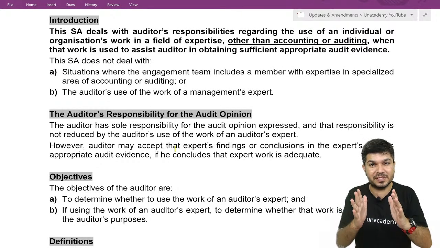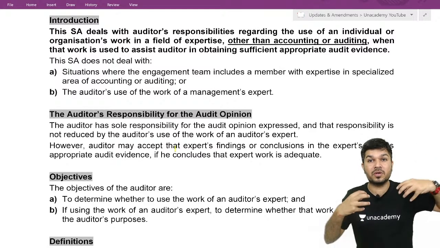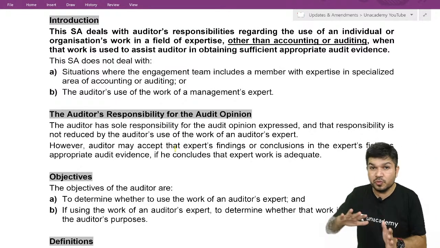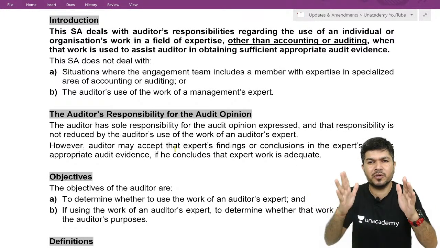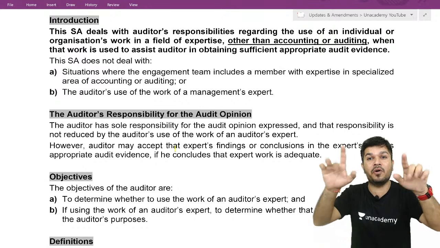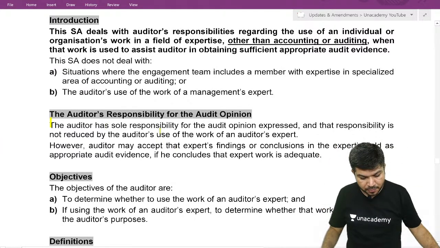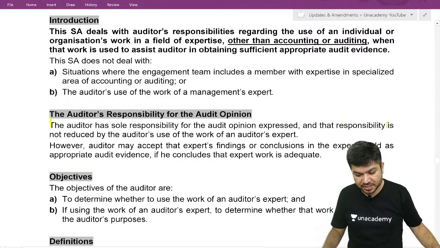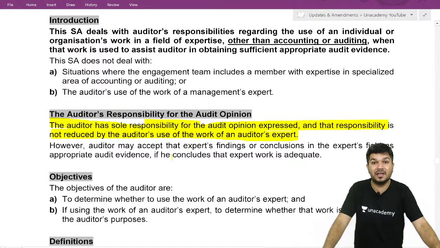Okay, so same as internal auditor. If you rely on the internal auditor, the sole responsibility is on you. If you use the work of an expert, the sole responsibility is on you. You choose an expert. If you are choosing a wrong guy, that's your fault. Okay, check over here. The sole responsibility for the audit opinion expressed is on the auditor, and it is not reduced by using the work of an expert. The responsibility is still yours.